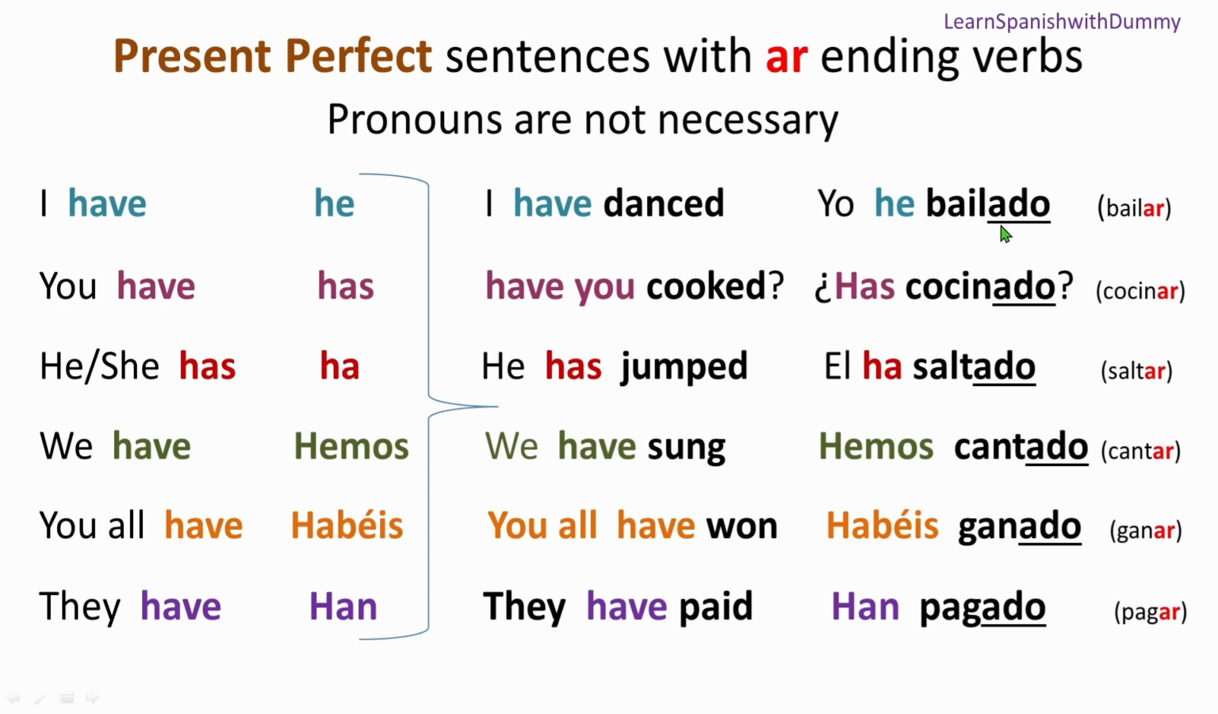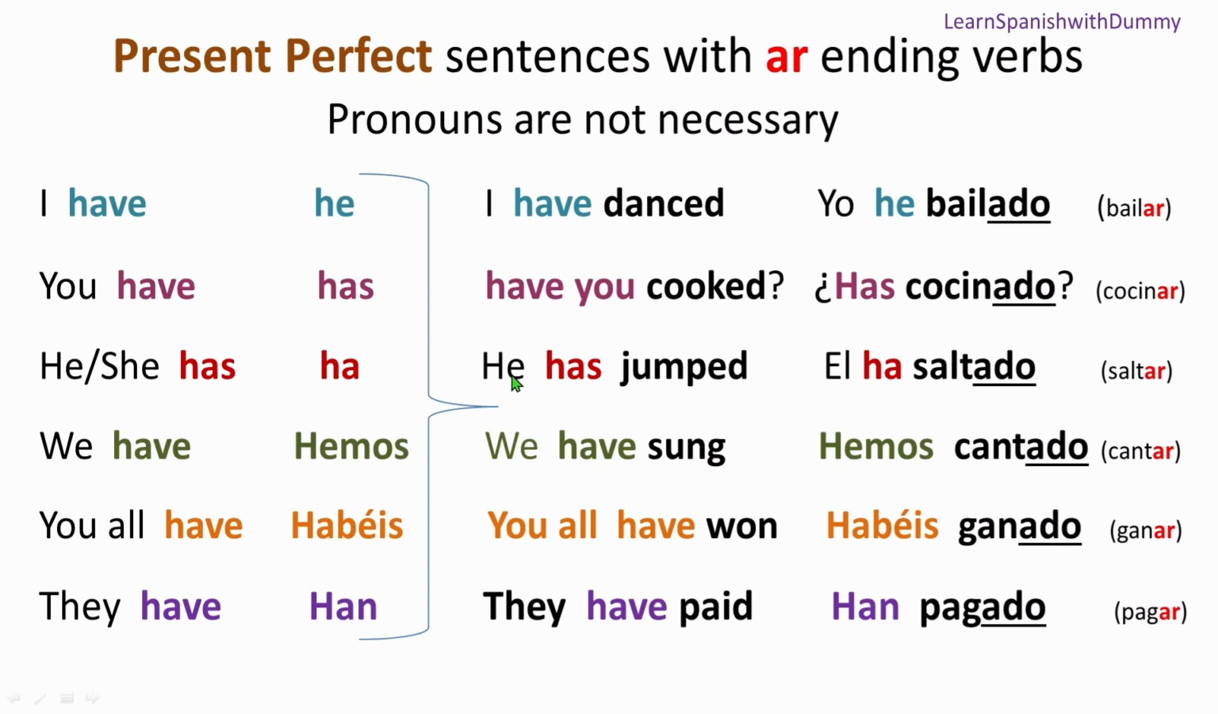Yo he bailado. Okay? So I want to ask, have you cooked? Then I can say, has cocinado? Has means you have, okay, or have you? Cocinado is cooked. Now how do we make this? The original verb to cook is cocinar. Cocinar means to cook. We replace the ar ending with ado, and it made it cocinado. Okay, that's what we've learned, right?